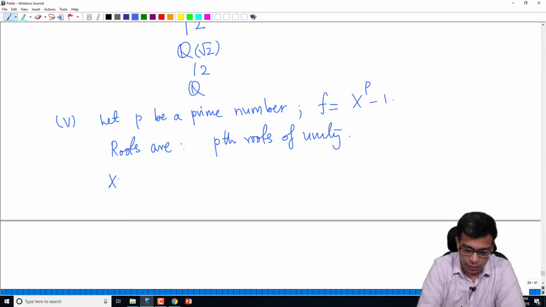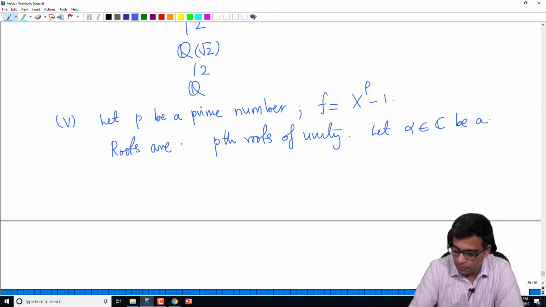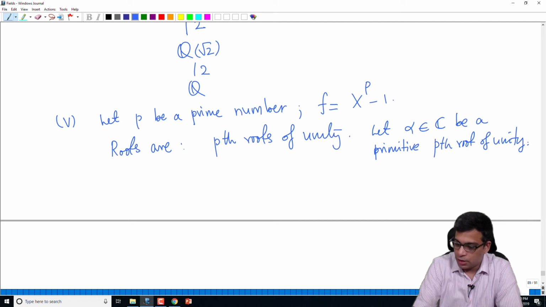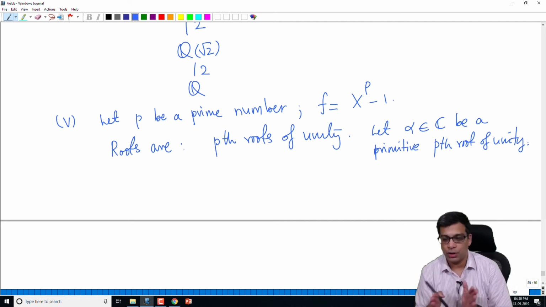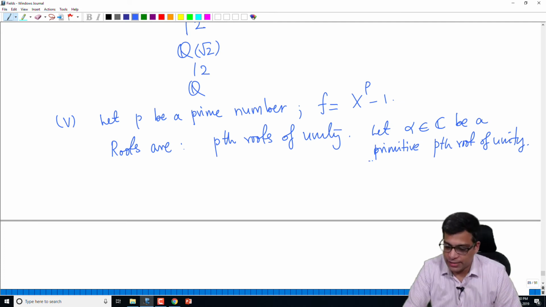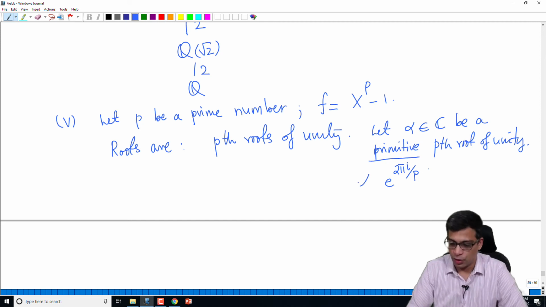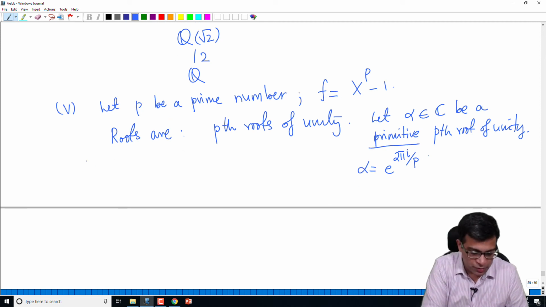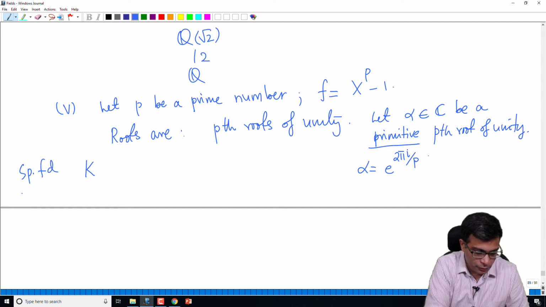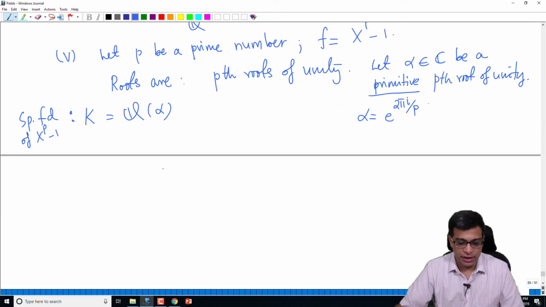So let alpha be a primitive pth root of unity. That means, remember, roots of unity form a cyclic group, and a generator of that is called a primitive pth root of unity. So all I am saying is 2 pi i by p. So alpha can be taken as 2 pi i by p. So the splitting field K is equal to Q adjoined alpha, right? What is the degree over Q?